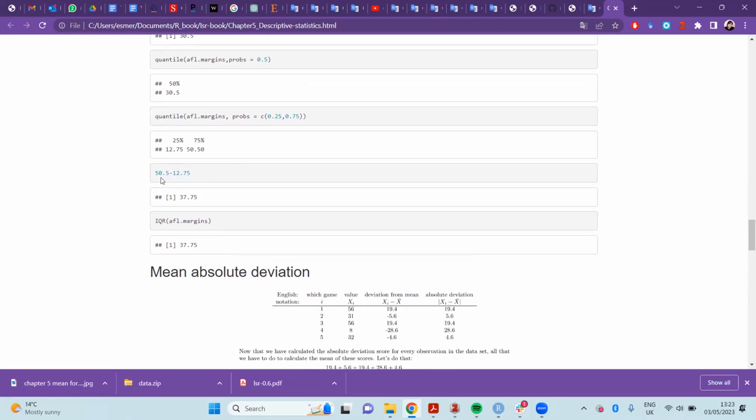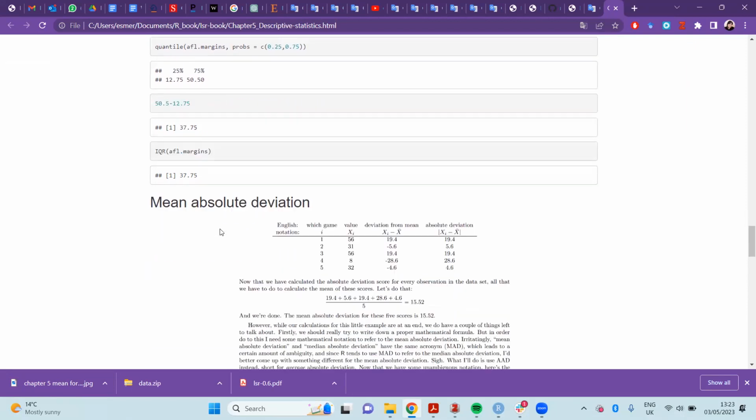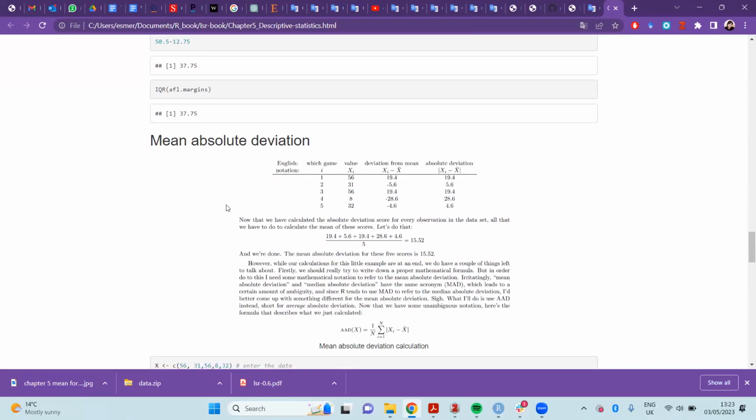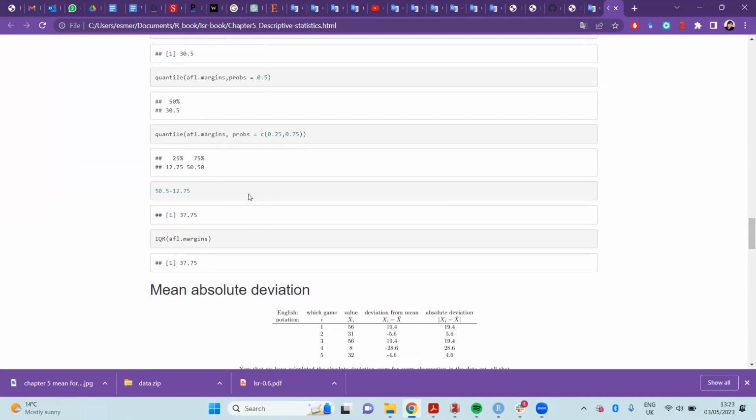If we subtract the bigger quantile from the smaller quantile, we obtain the interquantile range, but it can also be obtained using the IQR function. Another measure for expressing the variability of our data is the mean absolute deviation.